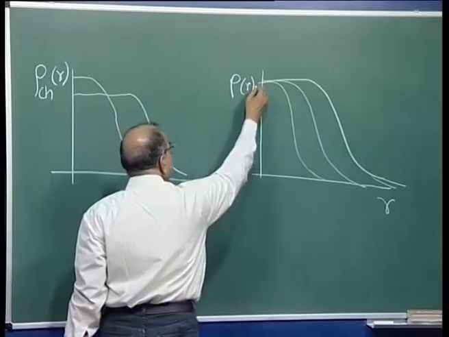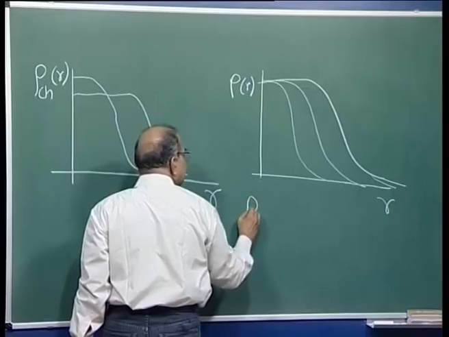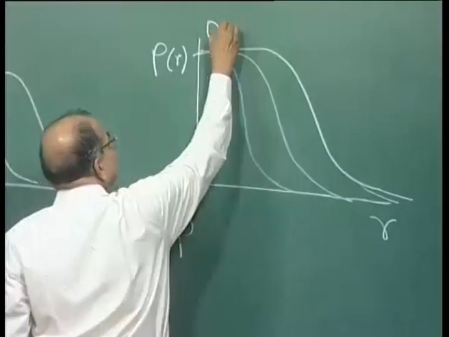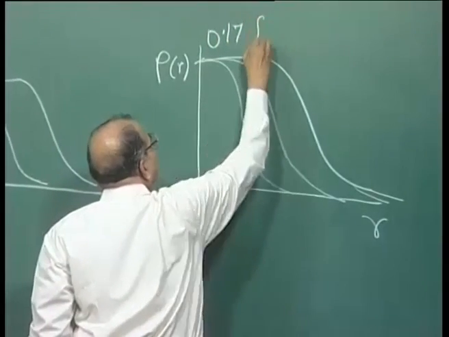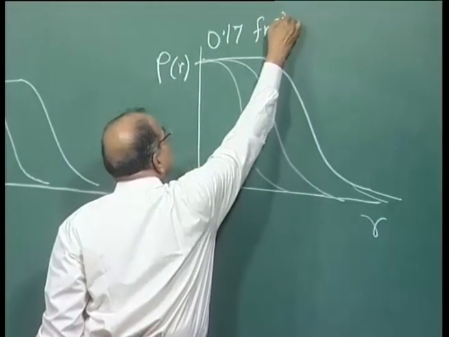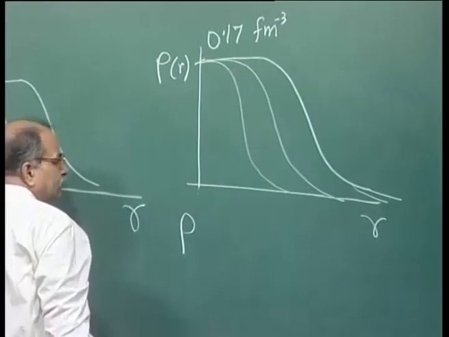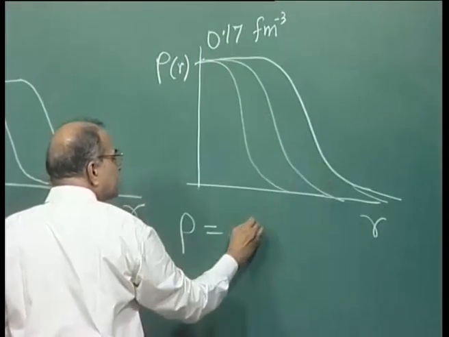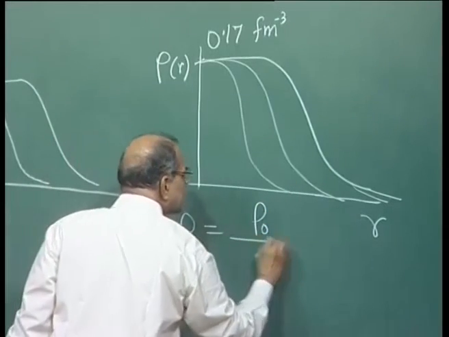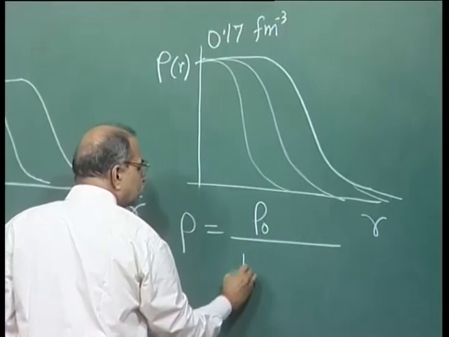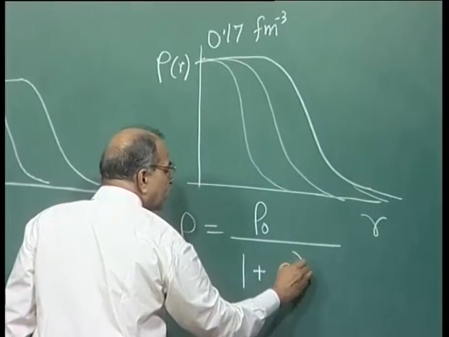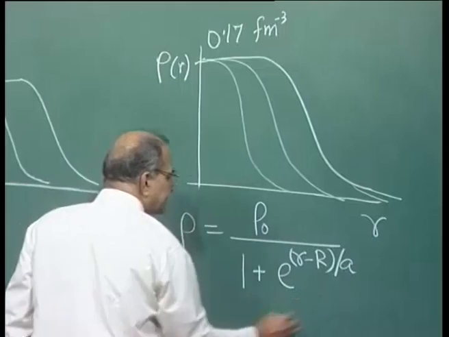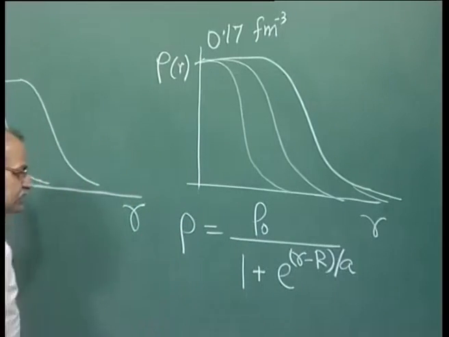But this rho here is now the number density, how many nucleons per unit volume there are, and this point is something like say 0.17 or so per femtometer cube. Then this whole structure can be mathematically written as rho equals rho naught over 1 plus e to the power (r minus capital R) over a. So, this is the kind of distribution.